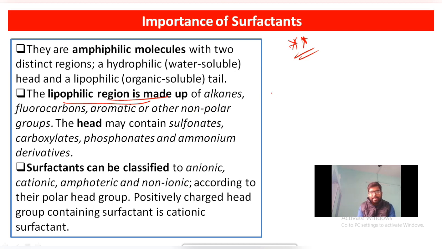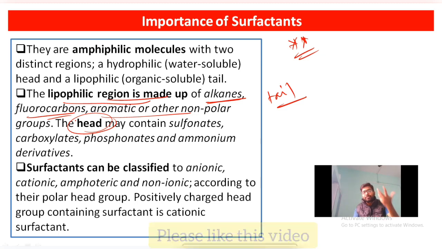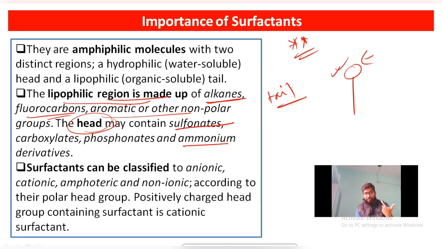I mean the tail portion is generally made up of alkanes, fluorocarbons and aromatic compounds. Okay, that is the main point. And the head portion means your hydrophilic portion. That hydrophilic portion actually contains sulfonate, ammonium derivative compounds, phosphonates, etc. Okay, that is the basic structural difference between head and tail.